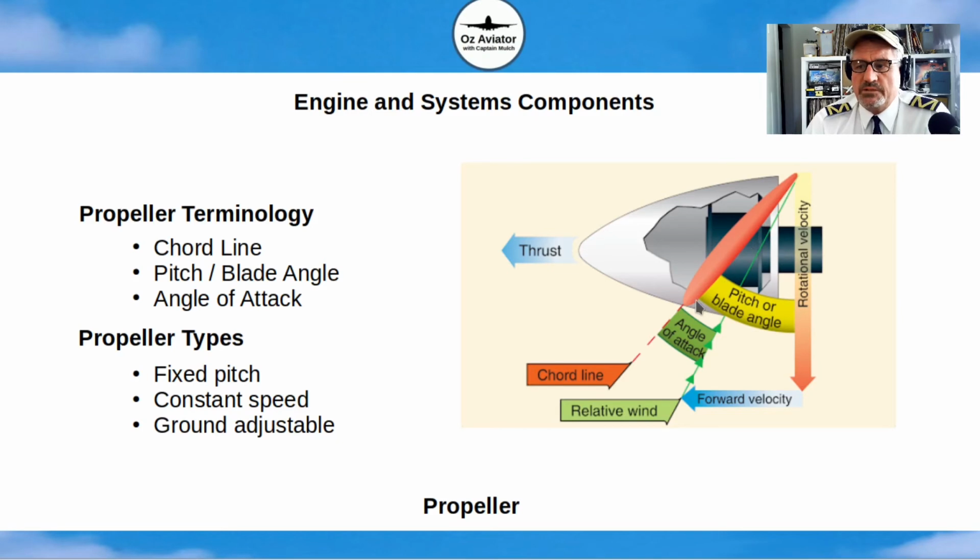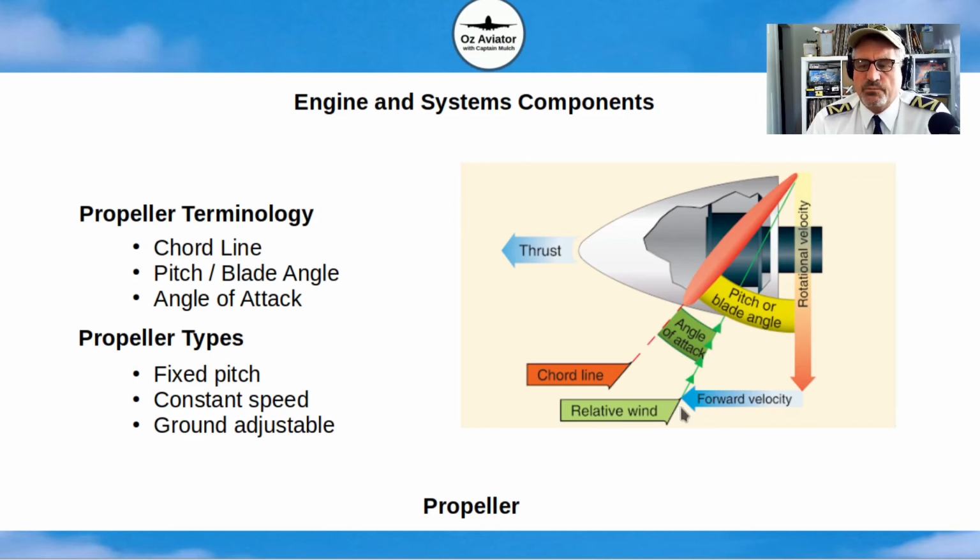Some propeller terminology. If you draw an imaginary line from the leading edge to the trailing edge of the propeller through the cross section, that is called the chord line. The pitch or blade angle of the propeller is the angle at which the propeller is presented to the rotational direction of the propeller. The angle of attack is the angle between the chord line and the relative wind.